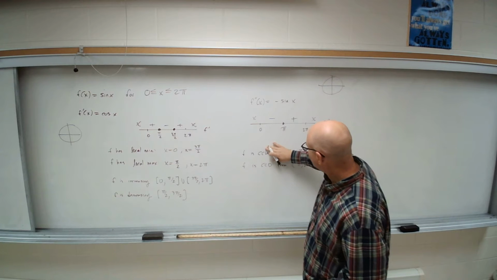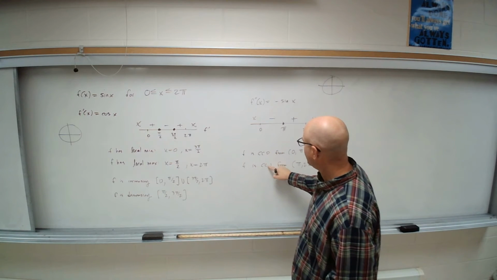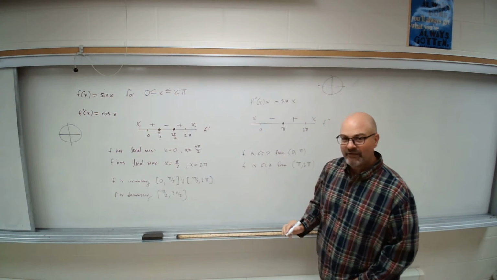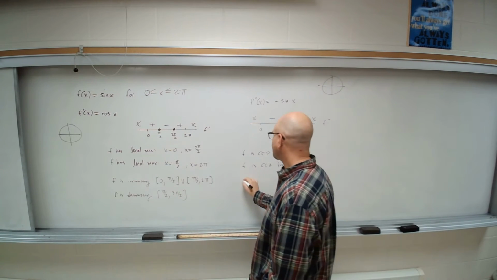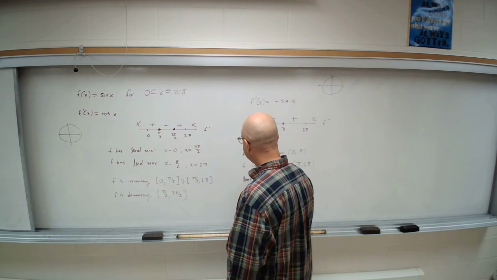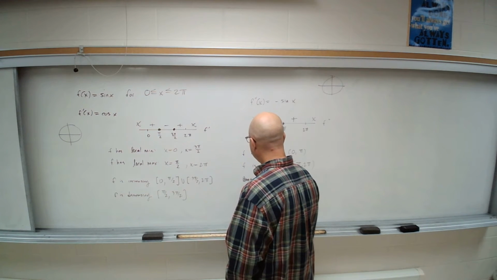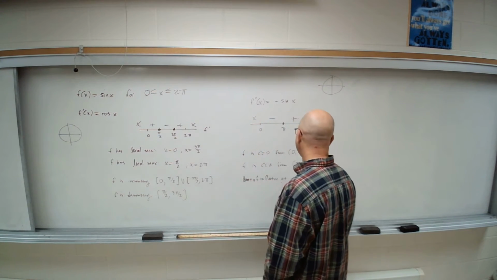Okay, so I could do this. Concave down, concave up. How's that look? All right, so then we could say there's a point of inflection at x equals pi.